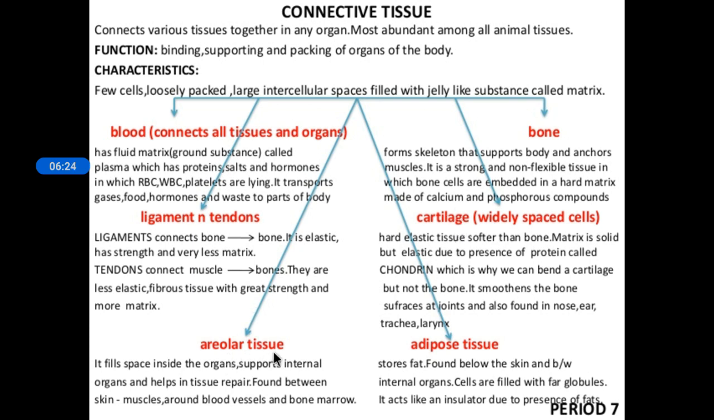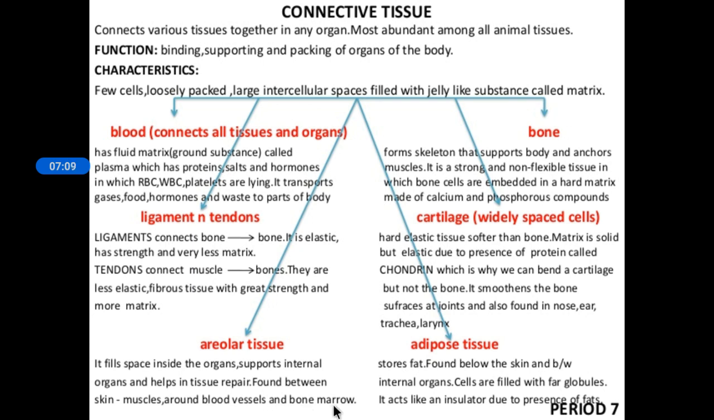Next is areolar tissue. Area. From that word itself, it is clear: areolar, area, which fills some area. Keep that in mind. It fills space inside the organs, supports internal organs and helps in tissue repair. That is, whatever free spaces are there in our internal organs will be filled by the areolar tissue. It may be found between the skin and muscles, around blood vessels and bone marrow.